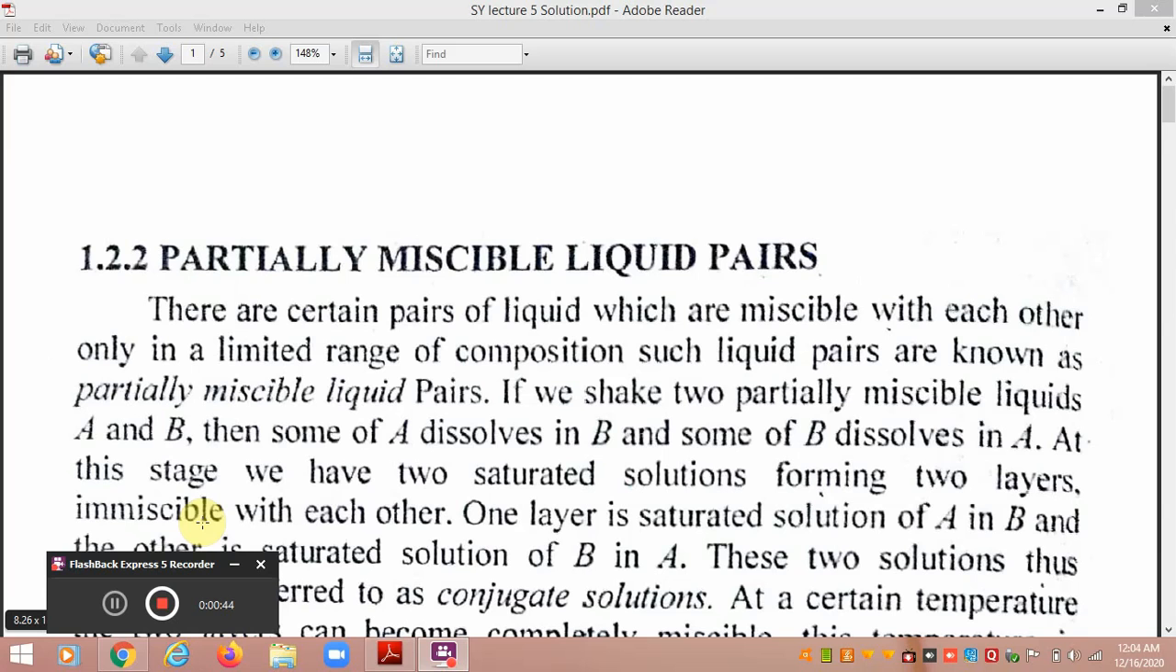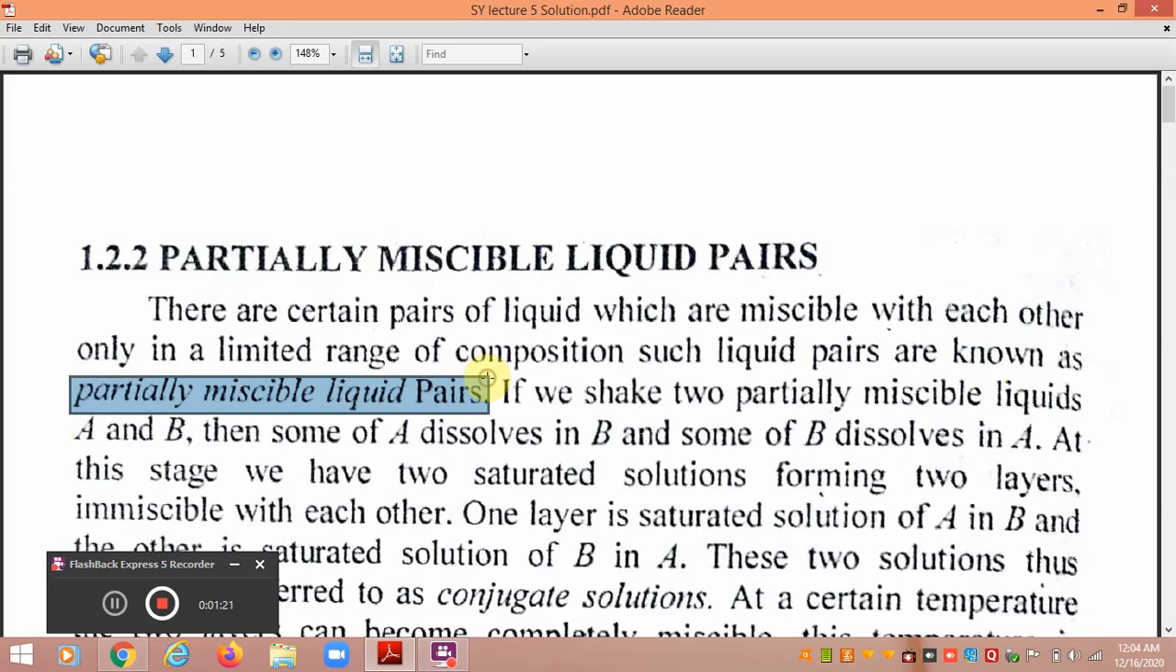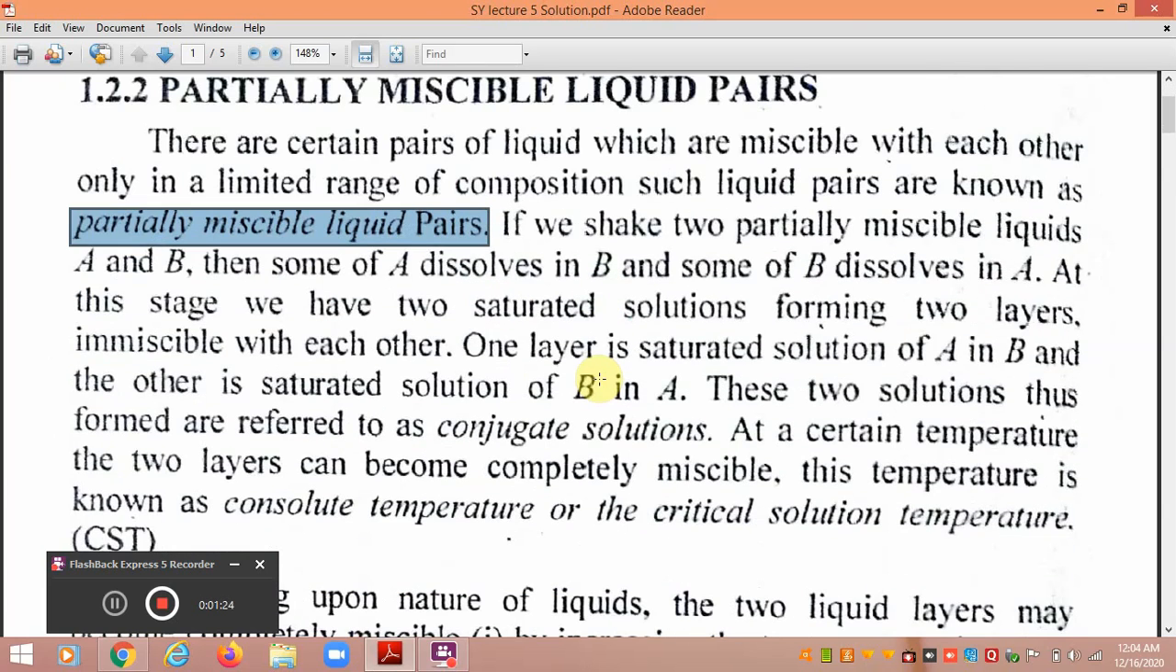Dear friends, in this part of the video, we are going to talk about the system which consists of partially miscible liquids, meaning incompletely miscible liquid pairs. Here we are going to talk about pairs of liquids which are miscible with each other only in a limited range of composition. Such liquid pairs are called partially miscible liquid pairs.